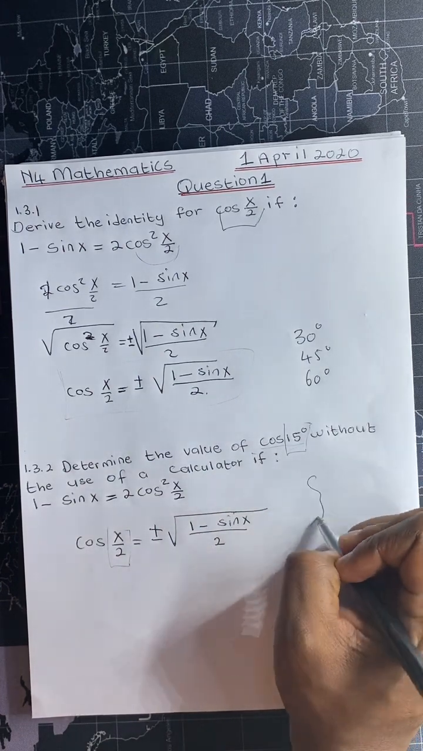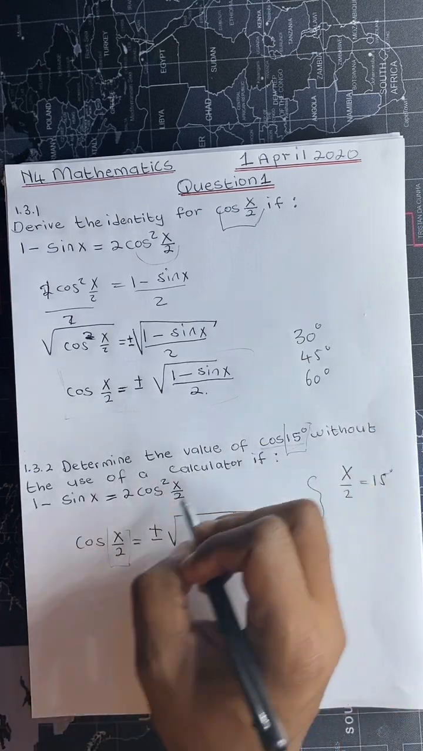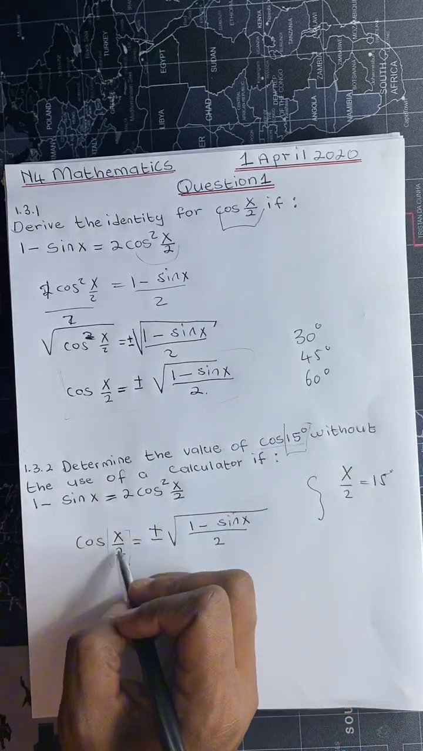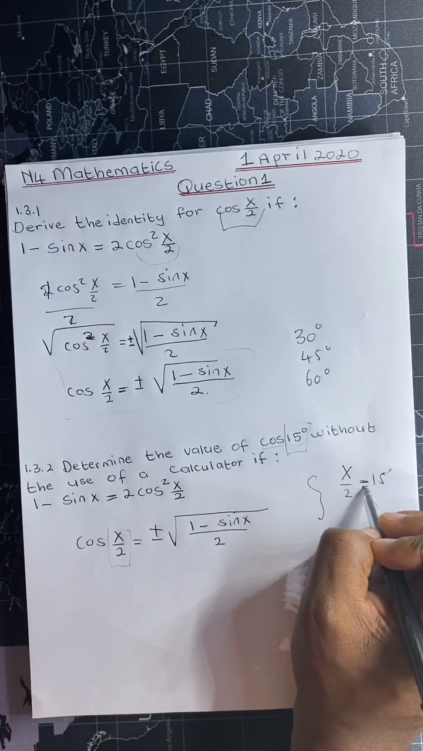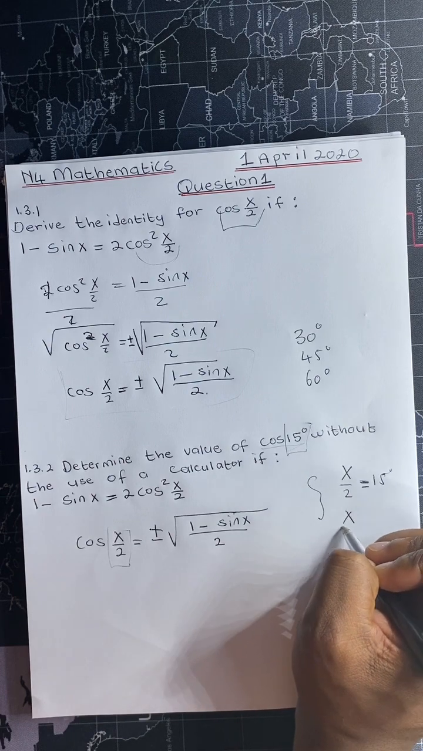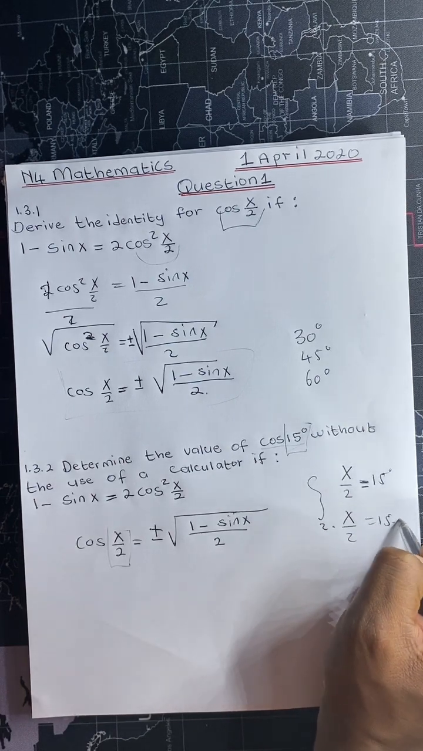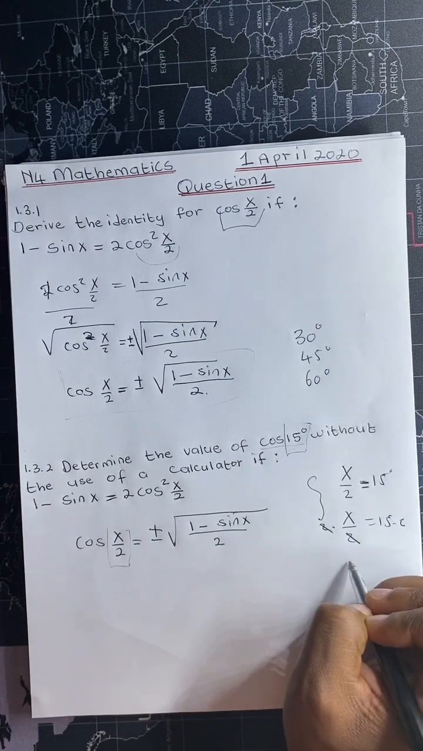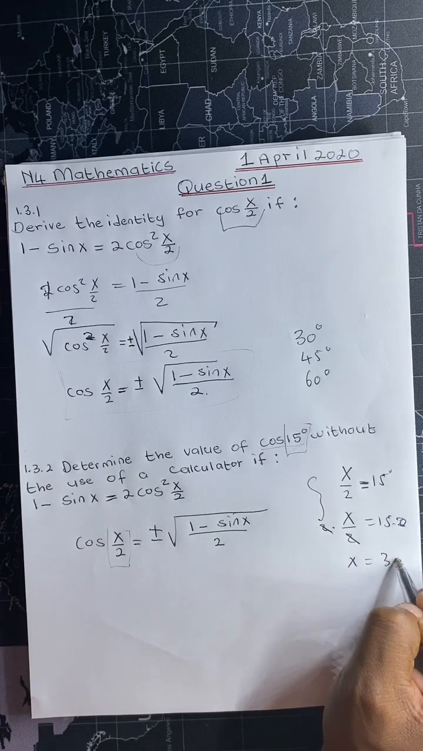So we are given this x over 2, and we are also channeled to use that 15 degrees. So if we were to say x over 2 is equals to 15 degrees, so we are given this cos of 15 degrees and this cos of x over 2. That's why we are saying x over 2 is equals to 15 degrees. We make x the subject of the formula by multiplying both sides of this equation by 2, so that 2 will cancel out with that 2, and x will be equals to 15 multiplied by 2, which is equals to 30 degrees.